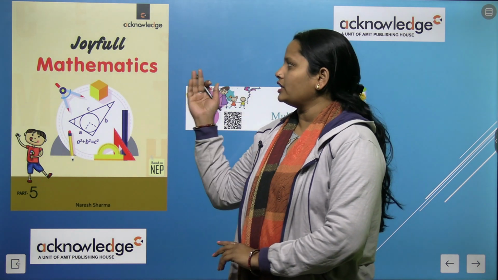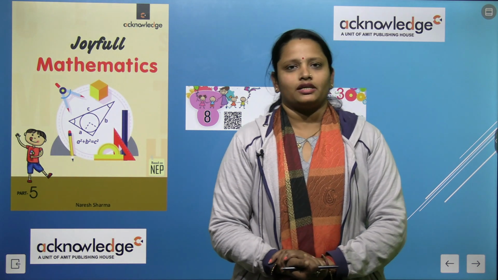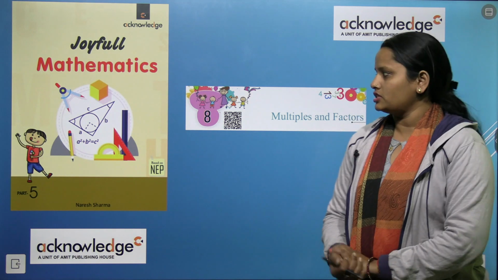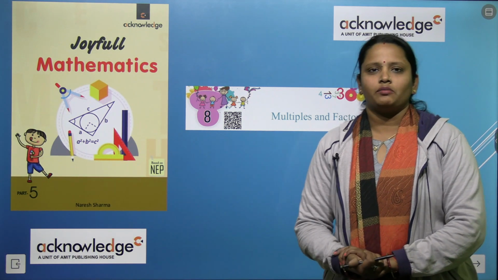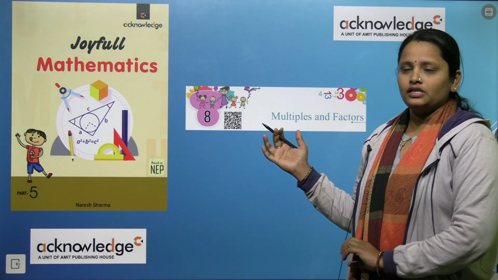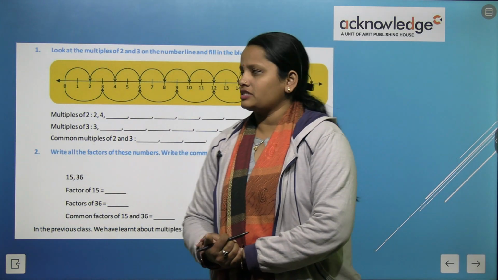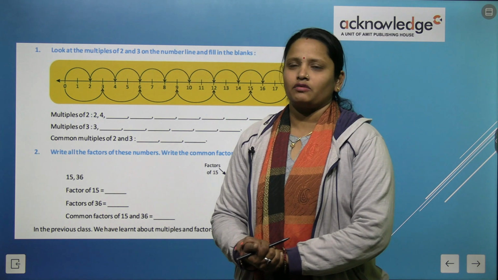This is a book and the name of the book is Joyful Mathematics. Today we are going to do a new chapter. This is chapter number 8 of the book and the name of the chapter is Multiples and Factors. Here an example is given, an exercise is given. You have to do this first.